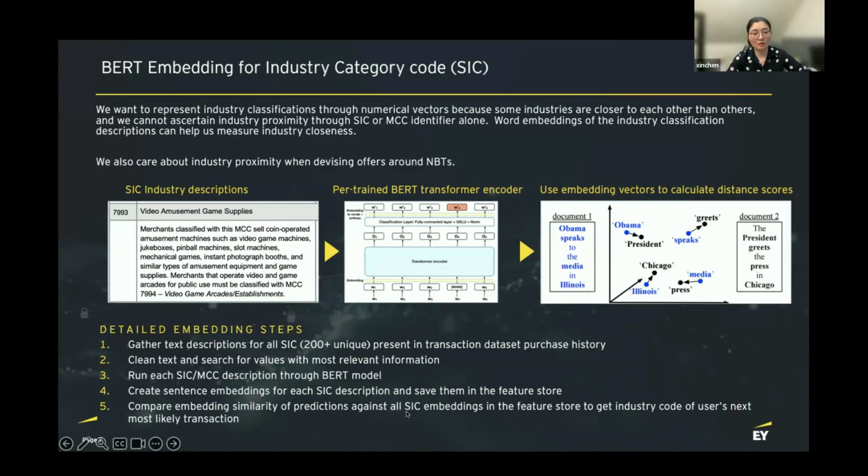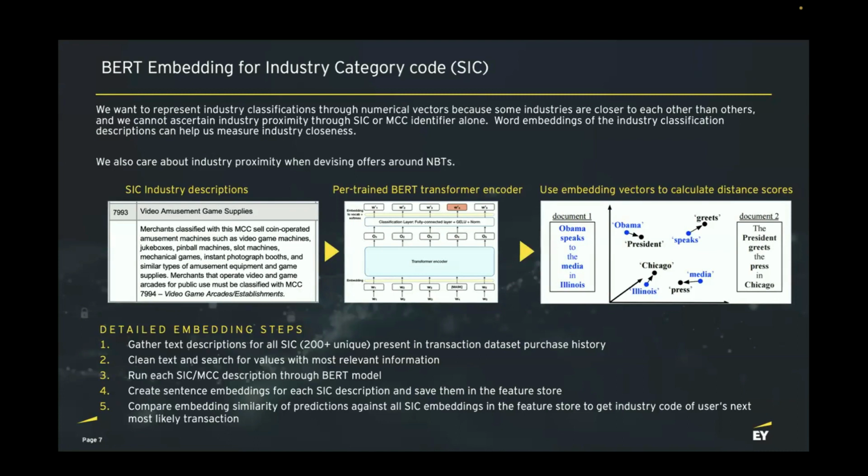This information will be used not only as input features, but also as a reference table. When we predict the SIC embedding for the next transaction, we compare it with this reference table to calculate the similarity between the predicted SIC embedding and the SIC embedding library, to get the industry code for the user's next most likely transaction.